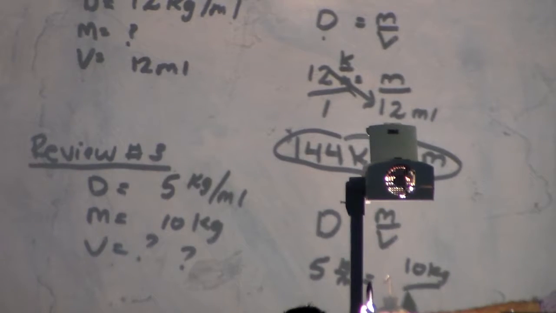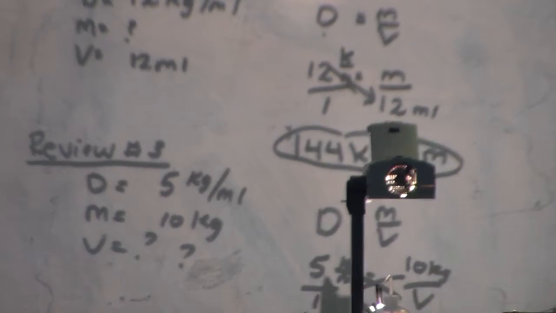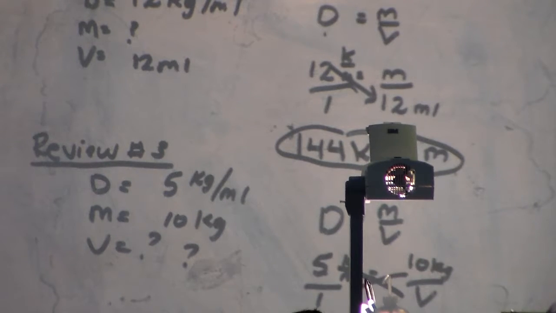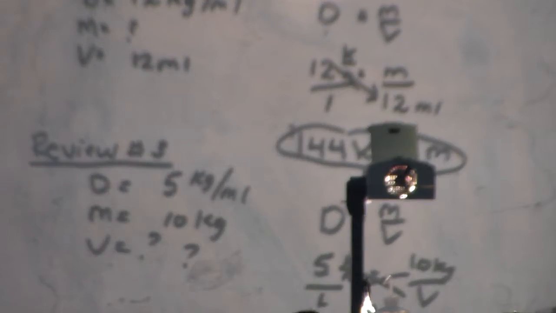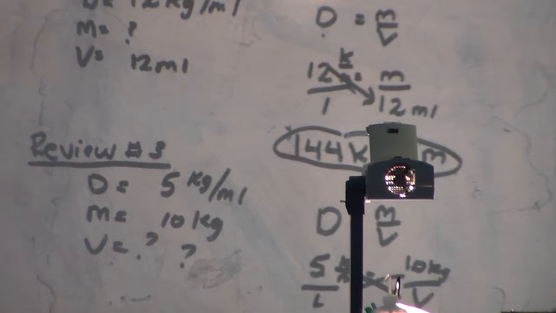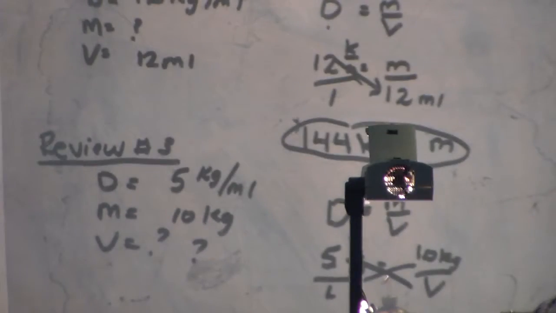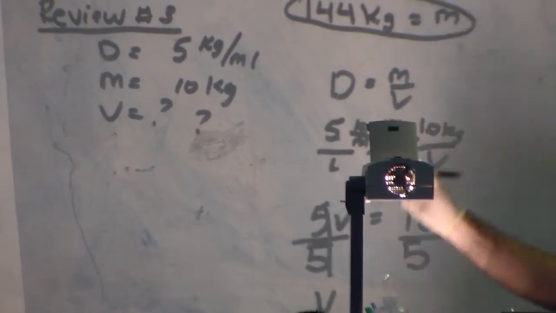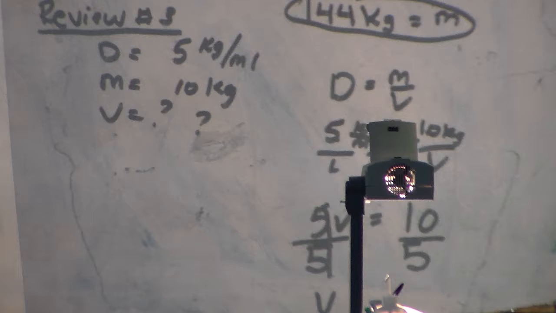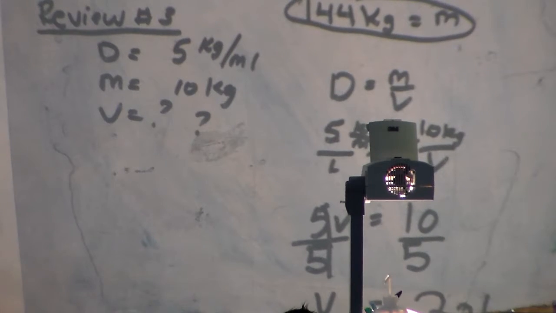10. And then V. Put that over 1, cross multiply, or whichever way you do it. 5 times V, just write them together. 10 times 1 is 10. Divide both sides by 5. So the 5's cancel out. V equals 2.